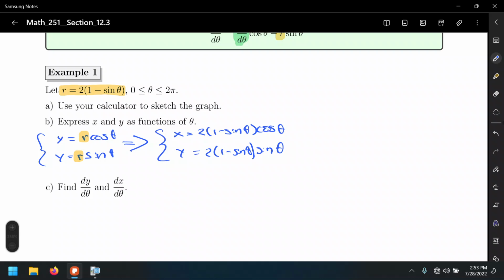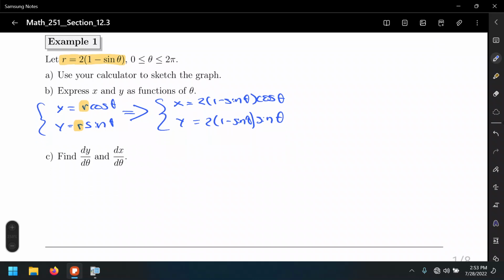Okay, so in this case, we could just take the derivatives and do dy dx as dy d theta over dx d theta. However, let's do step by step. So let's take the derivative of the x equation and the derivative of the y equation. So the derivative of the y equation, dy d theta, will be, be careful, we're doing the second first, and next we're going to do the first one.